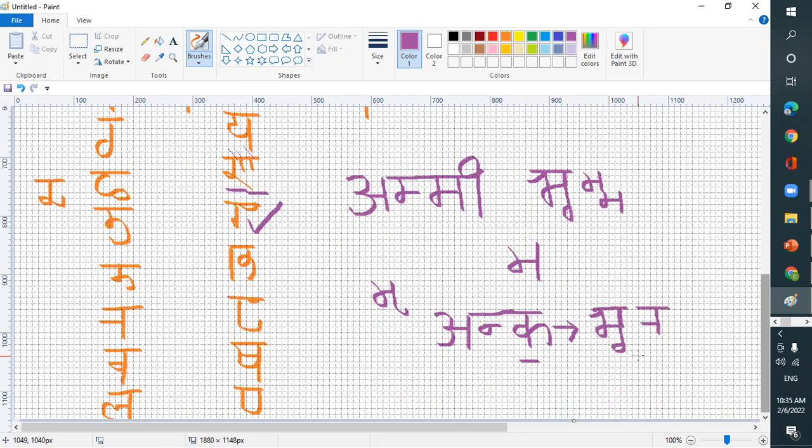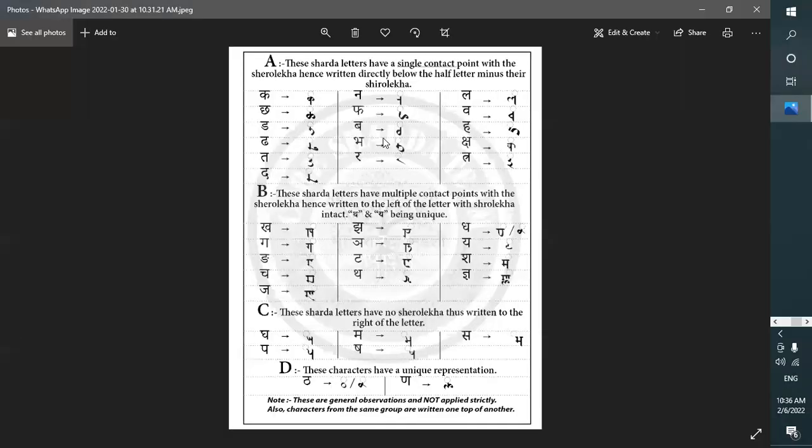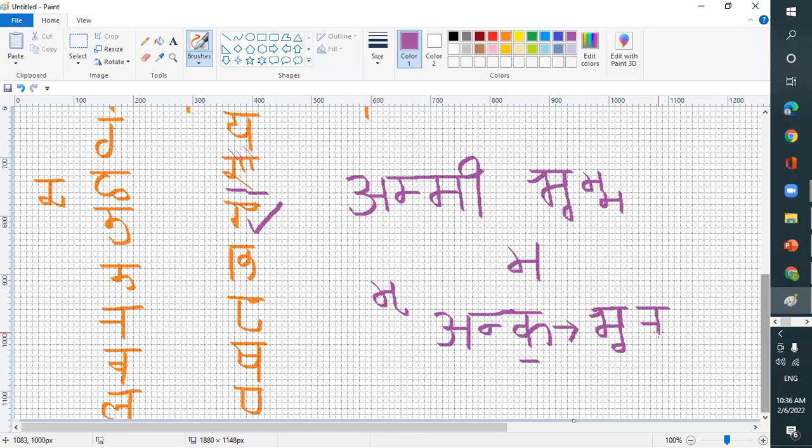Example, sir. Please. I'm giving that example. So now I have to write K below. Now when I have to write K below, the rule of Sharda is to first check, because you have to write this below, which category it comes under. Can you tell me which category it comes under? A category, sir. But for A category, it is written directly below the half letter, directly at this point, minus their Shirorekha. Minus their Shirorekha means do not add the Shirorekha on that. What I mean is, I don't have to put it like this. That is not correct.